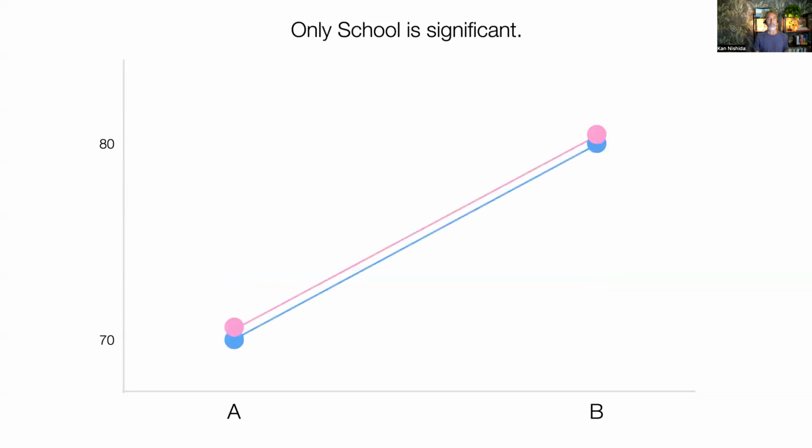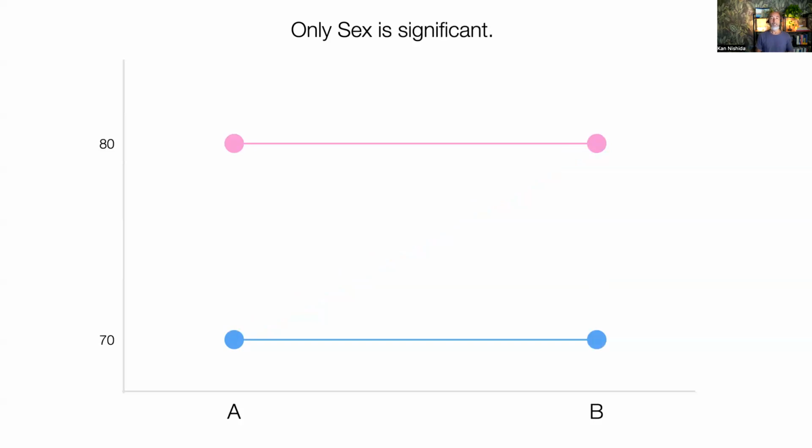Okay, how about this one? It looks like school B performs way better than school A, so we can say the school is significant. However, the sex doesn't really make much of a difference. Blue and pink are pretty much at the same place. But how about this one? In this case, the school doesn't really make much of a difference; from A to B it's basically flat. However, the sex makes a difference. It becomes a score of 70 to a score of 80, right?